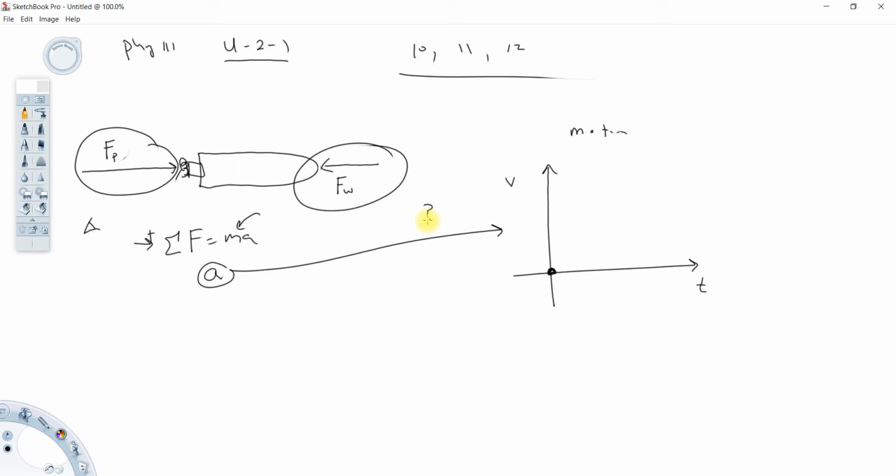And where it says, how far will it go? That's going to be a change in x. That's a displacement. Ask yourself, what property of that graph? How have we been doing that? So that should get you through number 10.